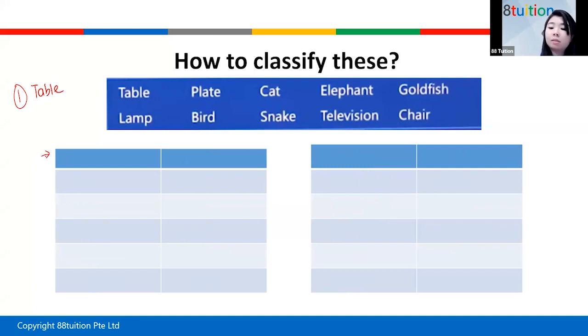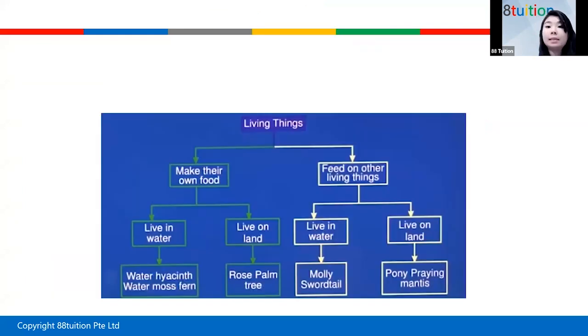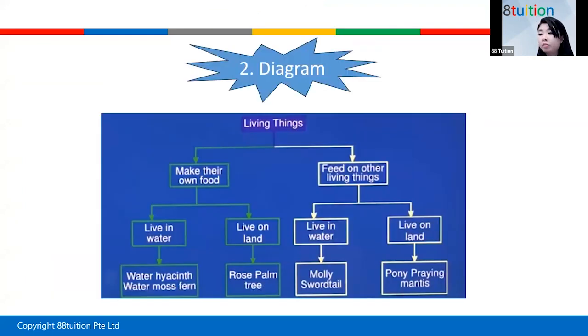Remember, your headings always have to go on top. This is something that you might not have seen before. This is considered a diagram. A diagram has a header, which is the most general, and it tells us what we are classifying, living things. Then it breaks down further into characteristics. The further you move down the diagram, the more information you get.